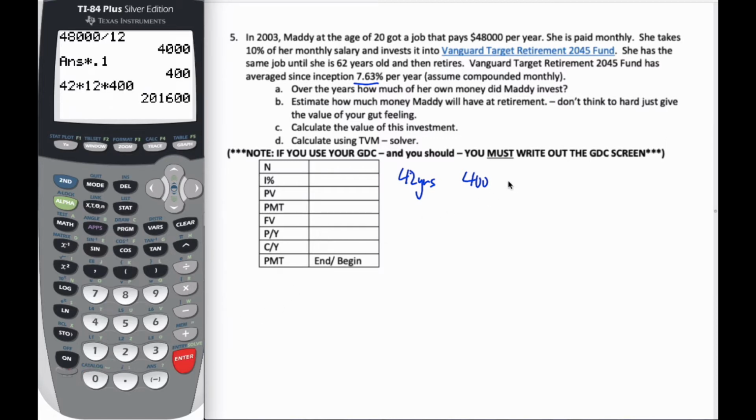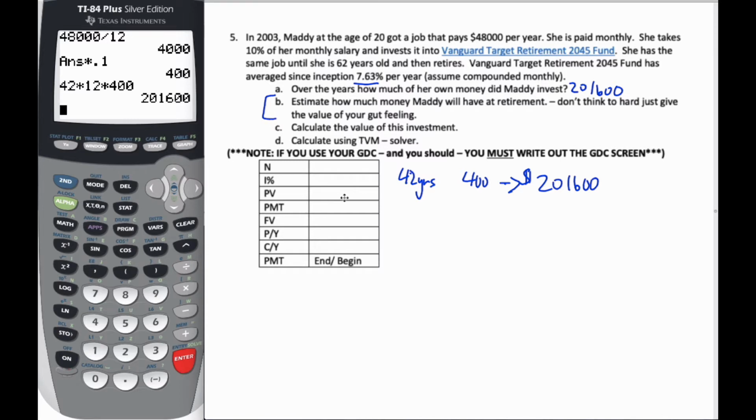So in total, Maddie has put in $201,600. Okay, so this is how much money she's invested in total. This is part A. So just over $200,000. In class, I would have done this value, to get people a sense of how much money she would have if she invests this money.